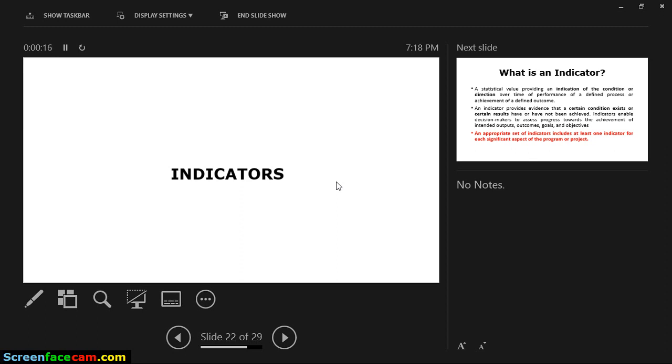Before we look at the definition that I have here, is there anyone in this class who can try to define what an indicator is? You don't have to define it exactly the way it is here. You can define it in your own way. There is no problem, provided you define it. What do we think an indicator is?